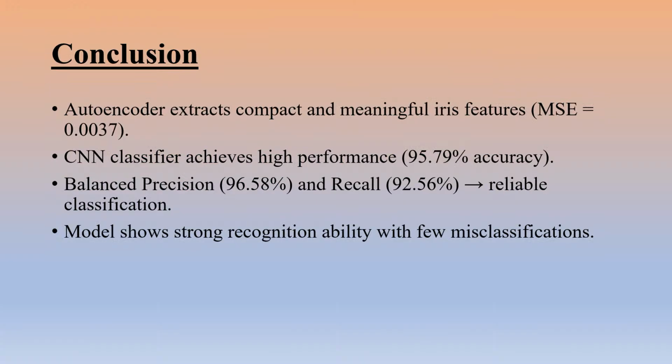Concluding, our autoencoder extracts compact and meaningful iris features with an MSE of 0.0037. The CNN achieves 95% accuracy, showing that it is classifying the data well, and precision and recall show reliable classification. The model shows strong recognition ability with few misclassifications, which will be improved in our future work. We are currently working on a variational autoencoder in an extension of this paper, so it will improve, I guess.